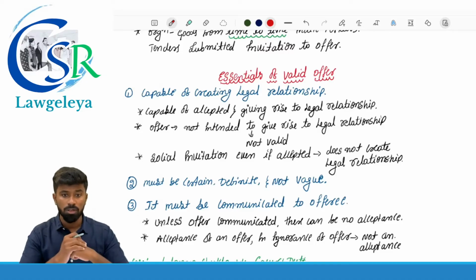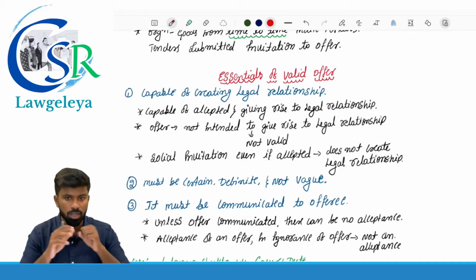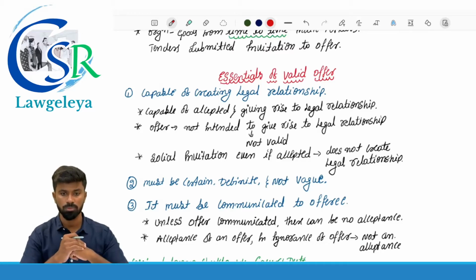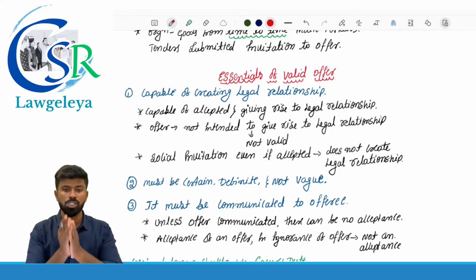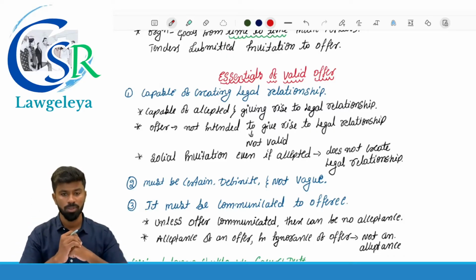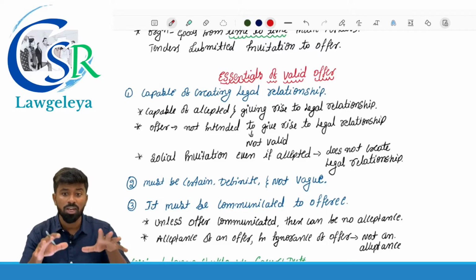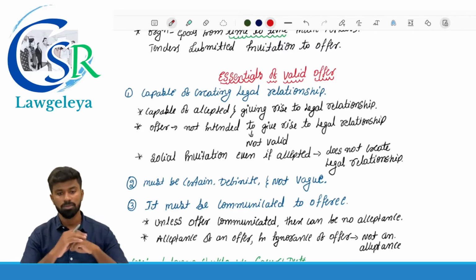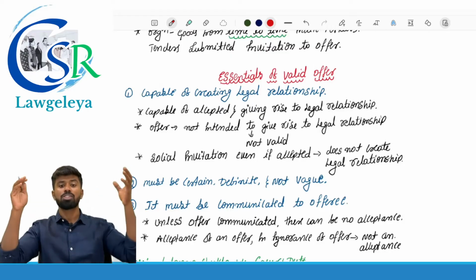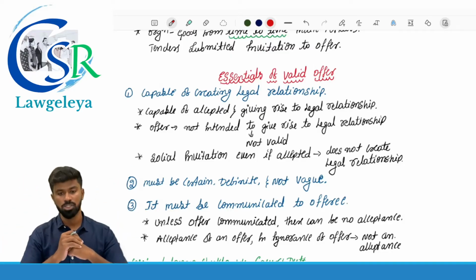To be a valid offer, the first one: the offer should be capable of creating what relationship? Legal relationship. Important condition, because based on this they asked questions in the previous examination. They'll ask practical questions. So to be a valid offer, the offer must be capable of being accepted and giving rise to a legal relationship. If an offer is not intended to give rise to legal relationship, then it is not valid. Keep this in mind. If the offer is not intended to give rise to legal relationship, is that offer valid? No, the offer is not valid.